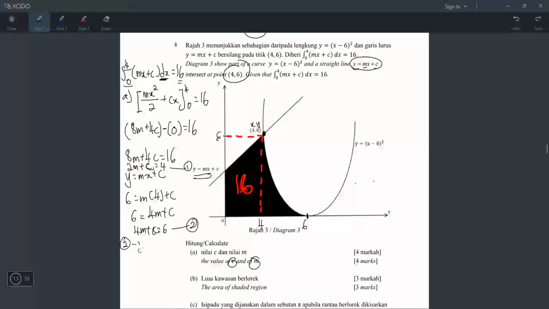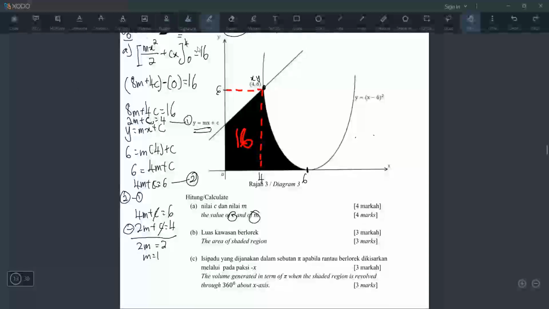So equation 2 minus equation 1. What is equation 2? 4m plus c equals 6. And then 2m plus c equals 4. And we do simultaneous, we just minus. If the signs are the same, we minus. 4m minus 2m is 2m. c minus c is eliminated. 6 minus 4 is 2. m equals 1. After I get my m, I still need to find the c.